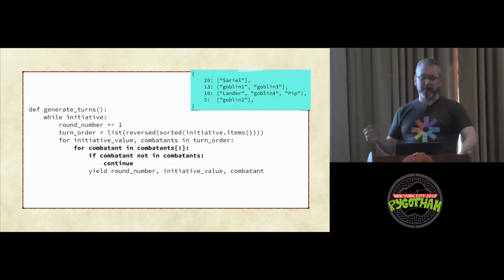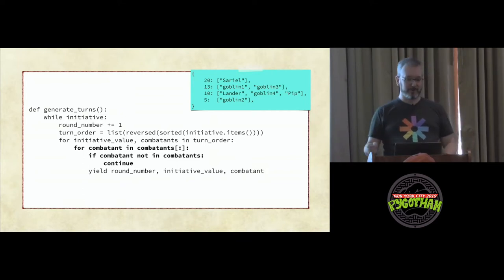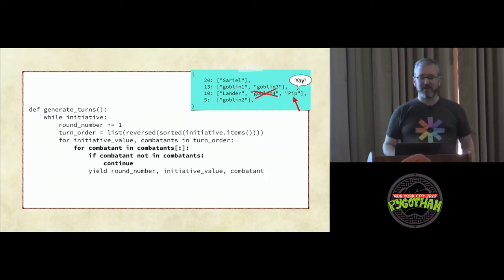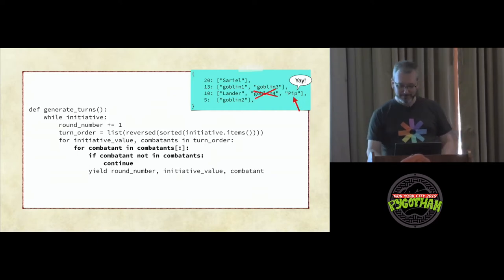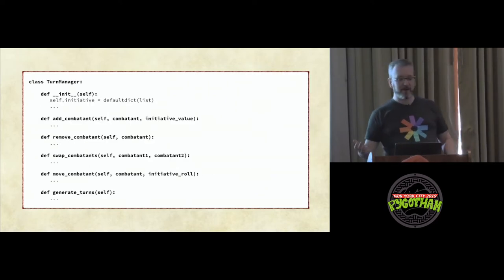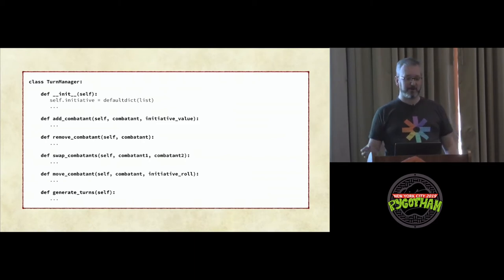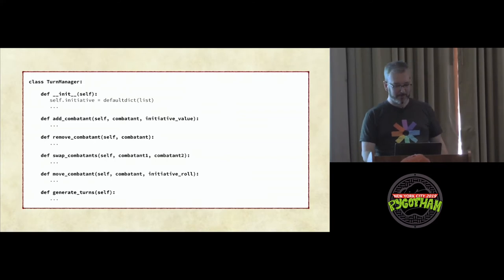We can fix this by making a copy of that combatants group before we loop across it. And then we skip any combatant who's in that copy but is no longer in the real list. Now, when Goblin 4 is removed, play proceeds as expected, and I don't forget Pip anymore. So a nice thing we might do is wrap all this up in a class so that our state is better encapsulated and we have this nice turn manager object to work with.